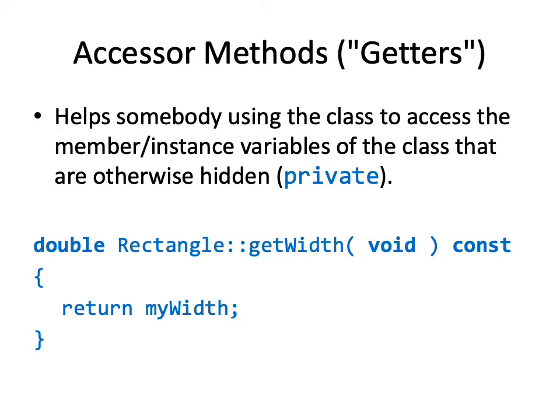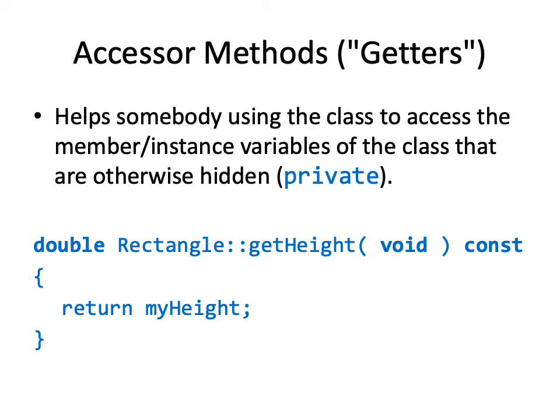So here's how you might code the getWidth function. Again, you have a return type double, and then you have Rectangle::, that's telling us that it's part of the rectangle class, and then getWidth, that's the function name. Void, we're not passing anything to it. Const, again, that means that we're not changing the rectangle. And then we're returning the rectangle's width. We're saying return myWidth.